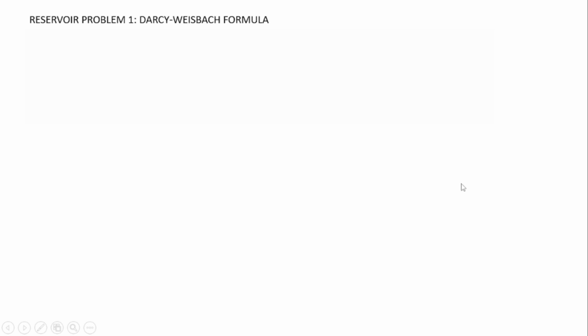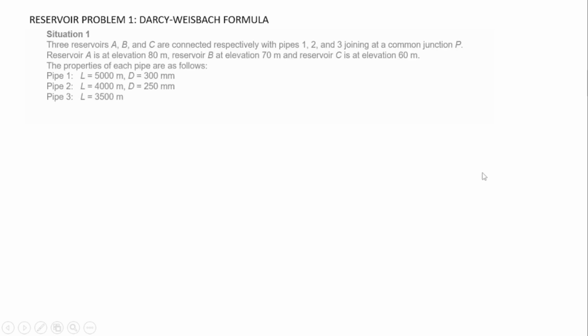Reservoir problem number 1, we are going to use the Darcy-Weisbach formula. Situation number 1: three reservoirs A, B, and C are connected respectively with pipes 1, 2, and 3, joining at a common junction P. Reservoir A is at elevation 80 meters, reservoir B at elevation 70 meters, and reservoir C is at elevation 60 meters. The properties of each pipe are as follows.